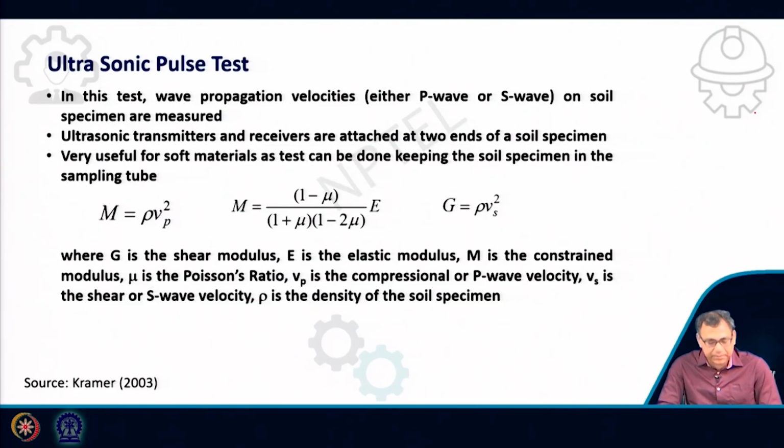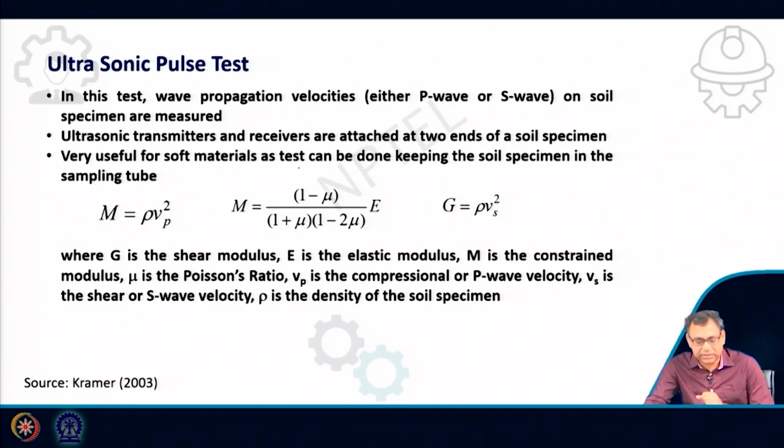Now, if we generate the P wave, then we will get the constant modulus, that is M. What is M? M is the constant modulus and Vp is the velocity of the P wave. Once you get the constant modulus, then by using this expression, I will get the elastic modulus also, if I know the Poisson ratio mu. And if I generate the shear wave, then I will get the shear modulus.